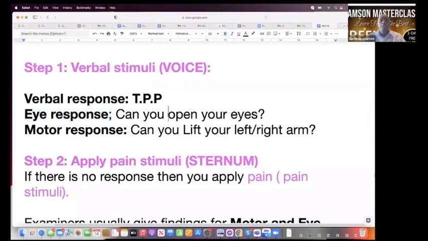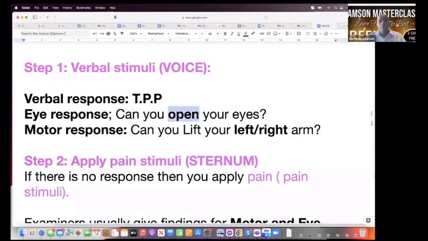Then for the eye response, we'll keep it basic. Can you open your eyes for me? Motor response. Can you lift your right arm for me? Or can you lift your left arm for me? Avoid things such as lift your leg. Basically, if the patient can obey command opening the eyes, that means the same as motor obeying command, but we try to break it down so that it becomes simple for learning purposes.